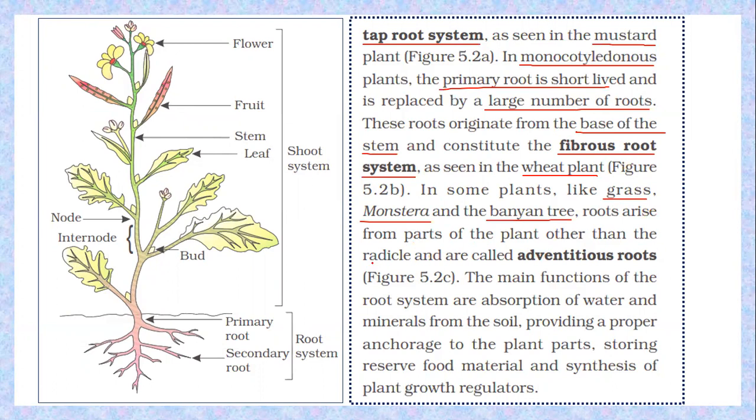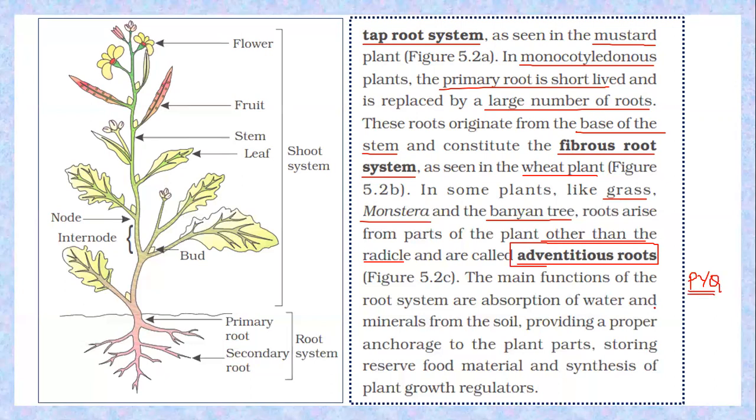arise from parts of the plant other than radicle. Roots arise from parts of the plant other than radicle. This type of root you will call the adventitious root. This is also a previous year question, a PYQ.